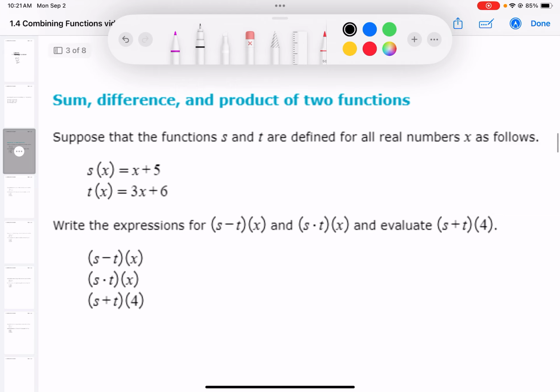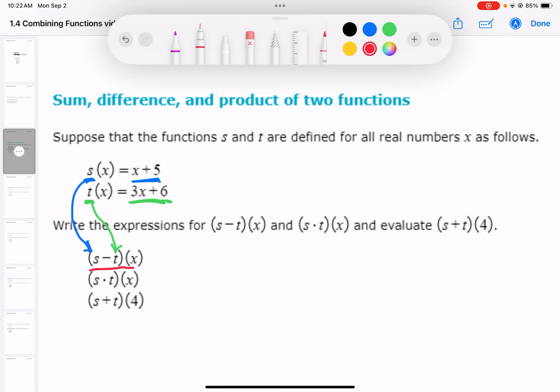Okay, as we look here, it's going to give us an s function, which is x plus 5. And then our t function is 3x plus 6. So all we need to do is substitute. Wherever we see an s, we're going to substitute x plus 5. Wherever we see a t, we're going to substitute 3x plus 6. And we go from there and we simplify.